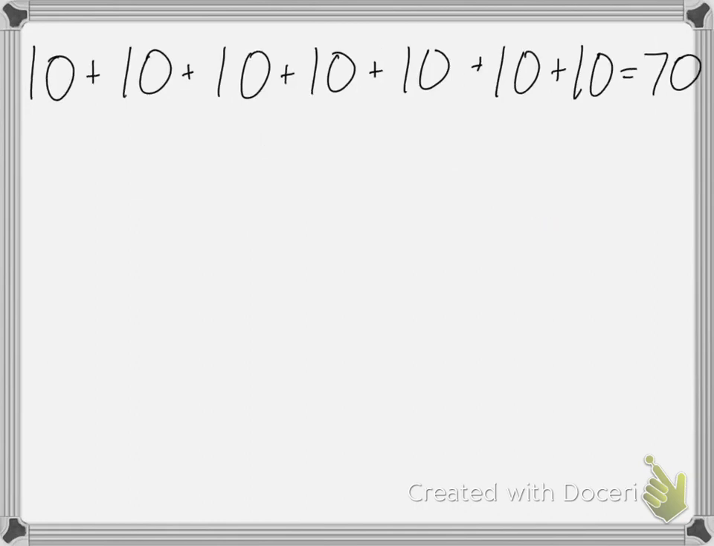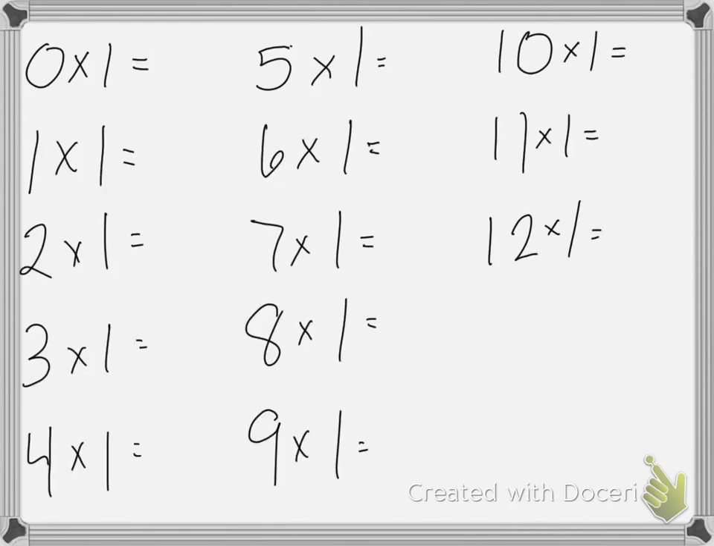Now we have 10 plus 10 plus 10 plus 10 plus 10 plus 10 plus 10 equals 70. So to write this as a multiplication problem, we would say 7 groups of 10 equals 70. Okay. So we're going to write down our multiplying by 1 and multiplying by 10 facts.